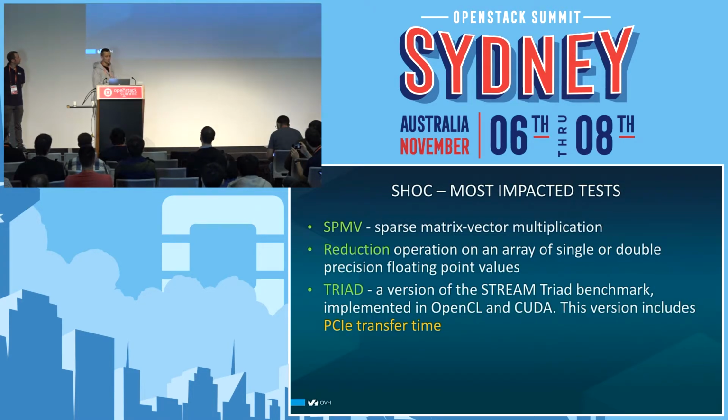So what was most impacted? There are two tests that are doing some sophisticated math computation. I will not go deeply into that. But it's worth mentioning there is one test, triad, which was most affected. And this test measures PCI Express transfer time. So as we could expect, if your hypervisor is pinned to a core that is farther from your PCI Express, it means that transfer time can be affected.